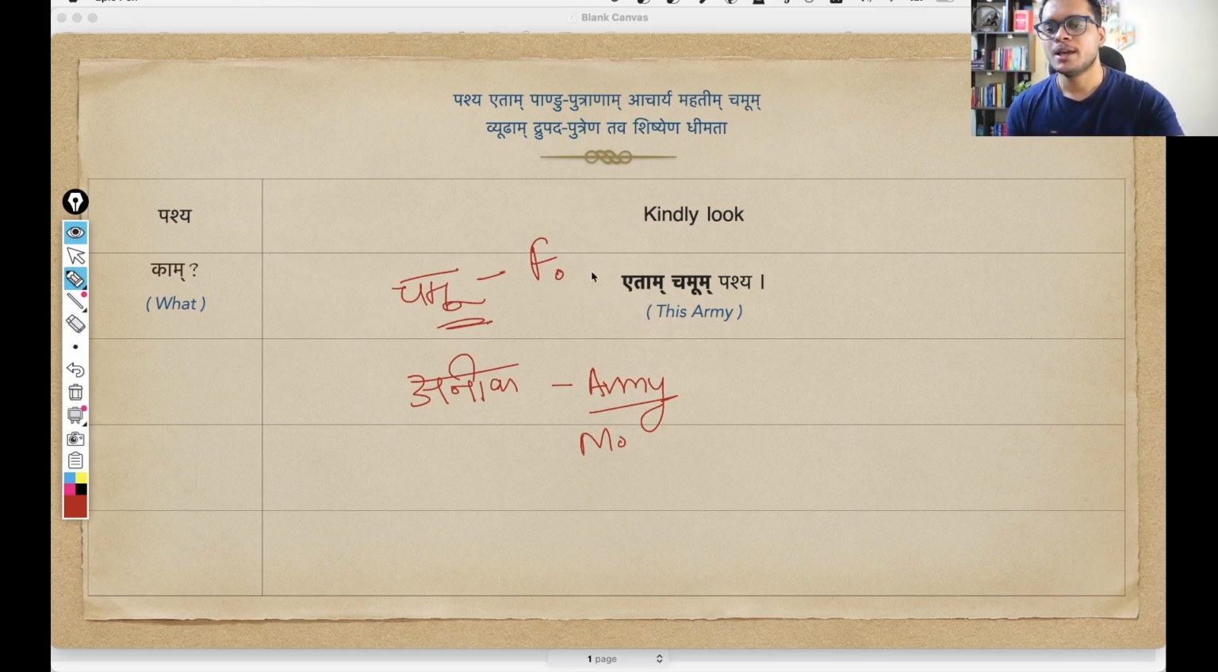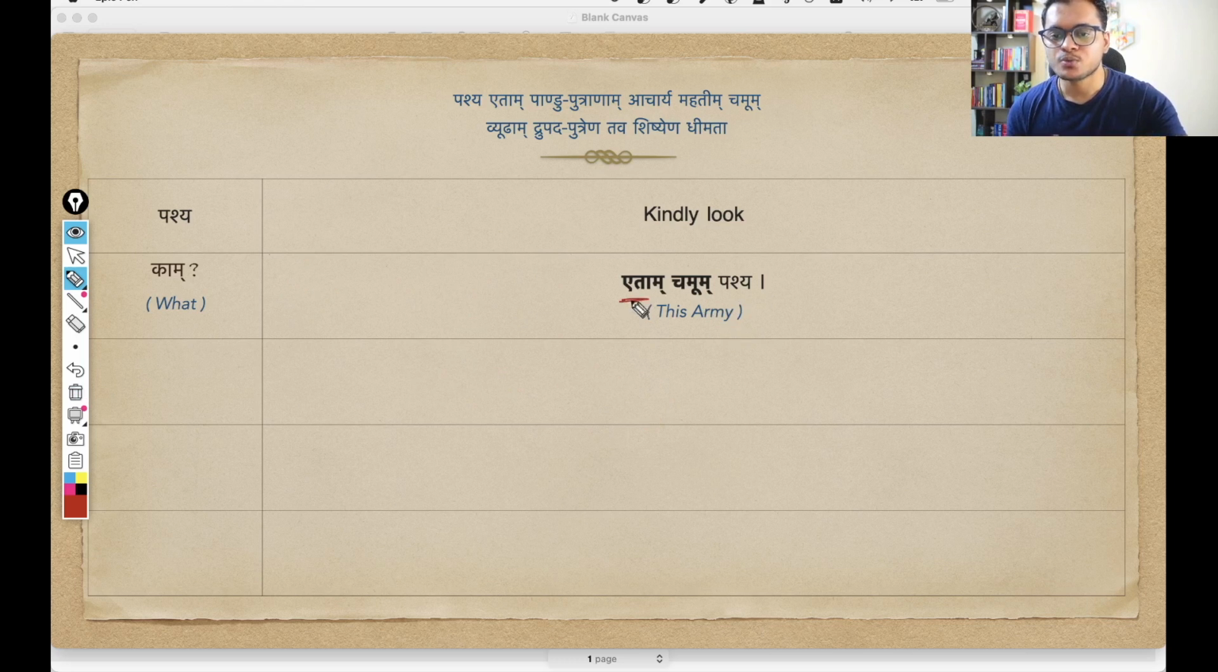So chamu, and since it is an object of a verb, kindly take a look at that. Since chamu is an object, it is in which case? It is in the second case. That's why it becomes chamum. This is how it changes its form. So chamum is this army, and this word etam comes from the pronoun etad, and etad means this.